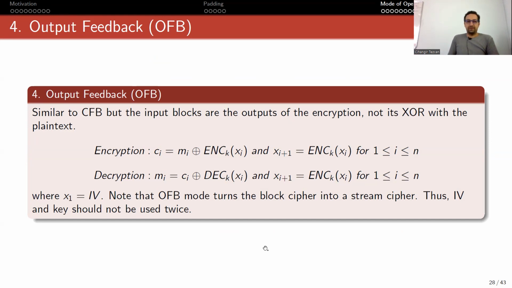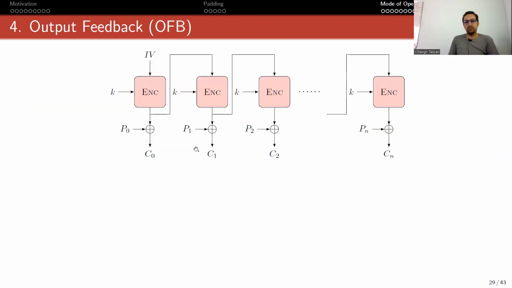A similar mode of operation is called output feedback. It is similar to CFB, but the input blocks are the outputs of the encryption, not its XOR with the plain text. So let me show you the picture. You might say, what is the difference of this one with the previous one? In the previous one, this line was here. Okay. Now it is here.